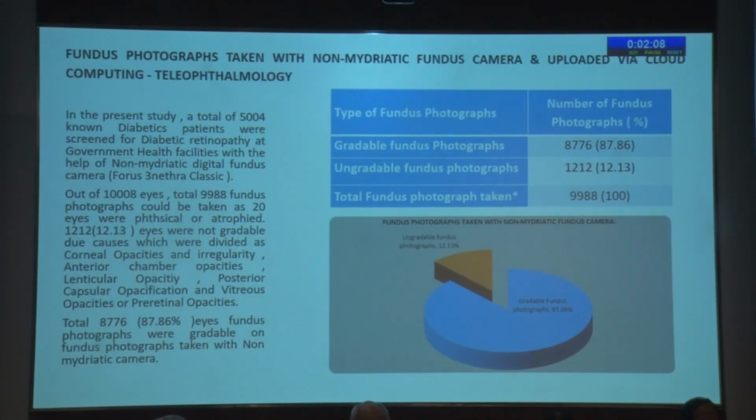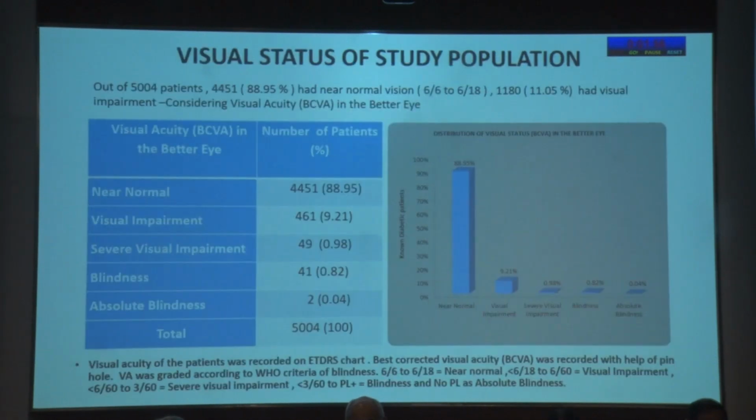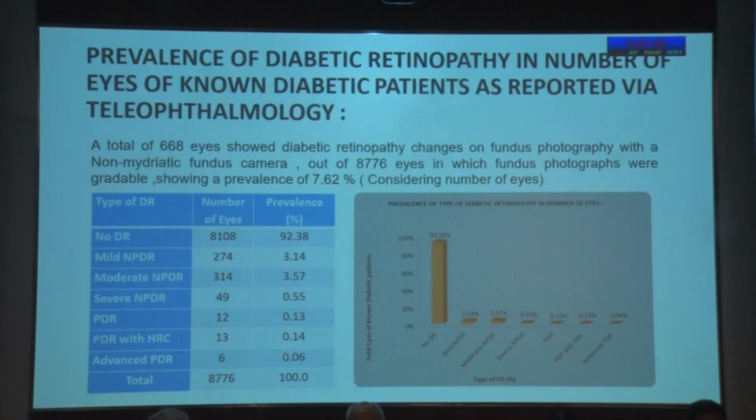In this study, of the 5,004 patients, 9,988 fundus photographs were taken, out of which 87.86%, that is 8,776, were gradable and 12.13% were non-gradable. Regarding visual acuity status in the 5,004 patients, 88.95% had near normal vision, that is 6/6 to 6/18, considering the best corrected visual acuity in the better eye, and 11.05% had visual impairment.